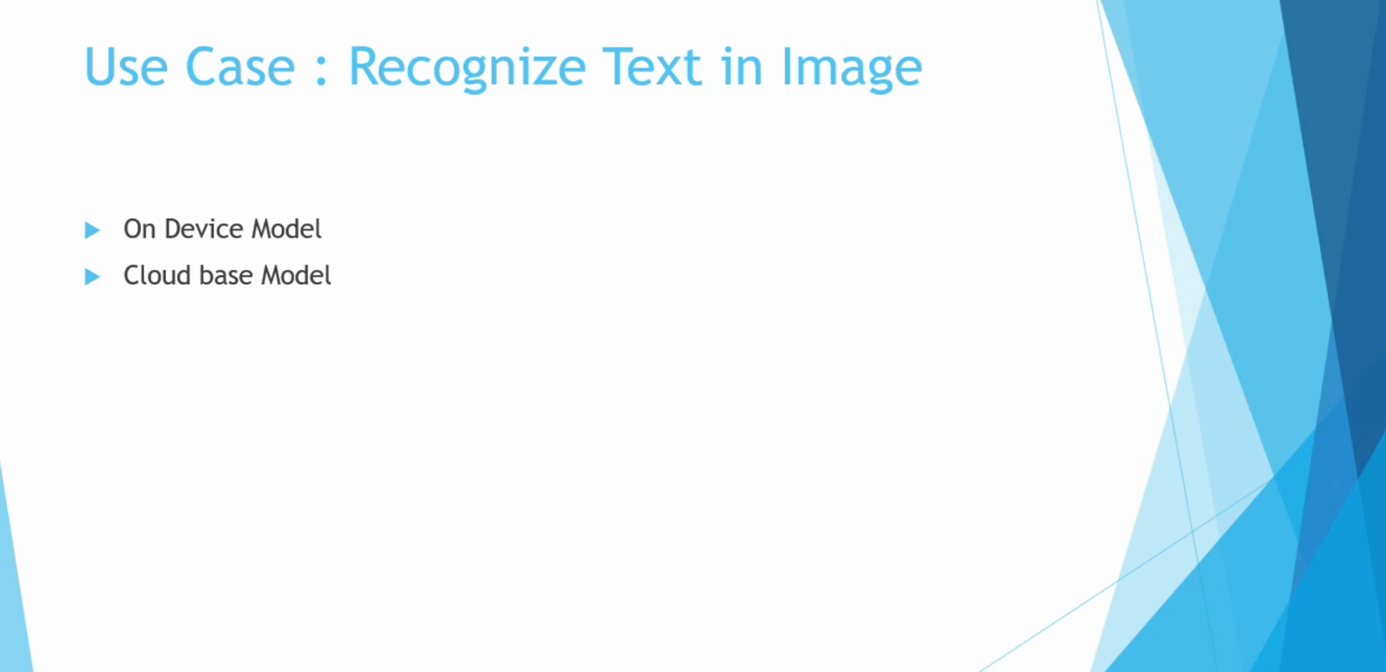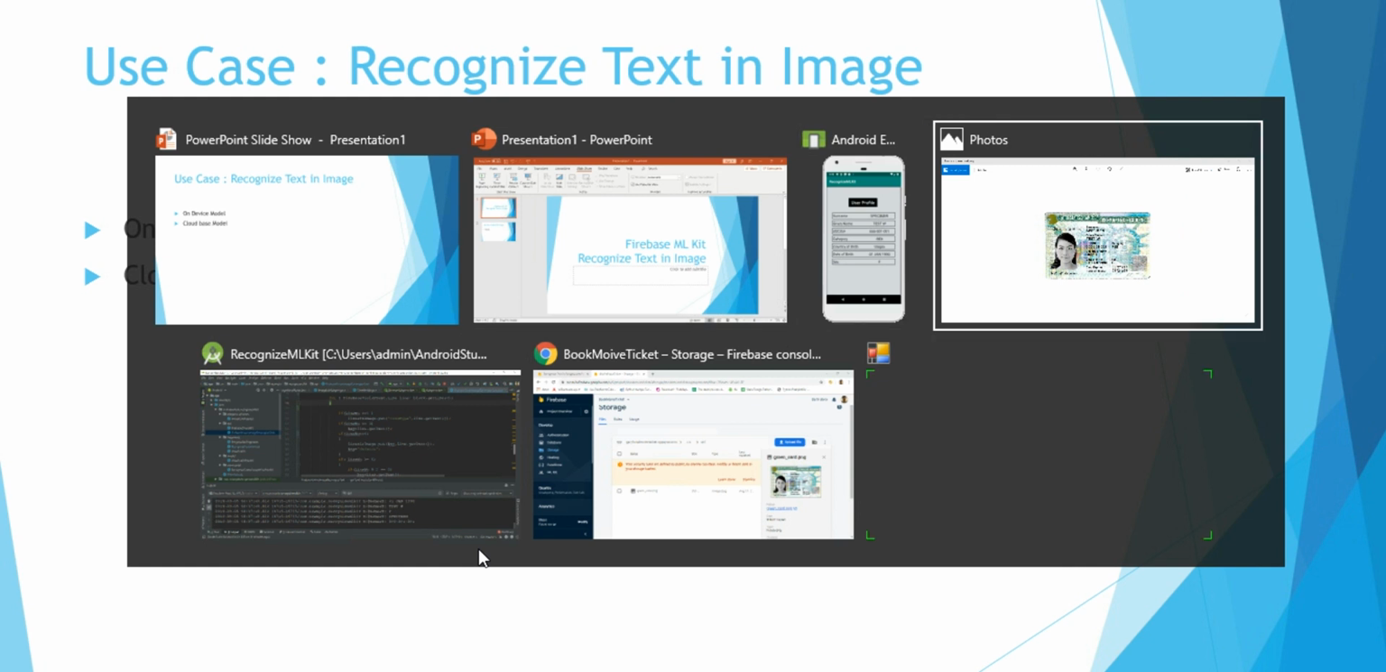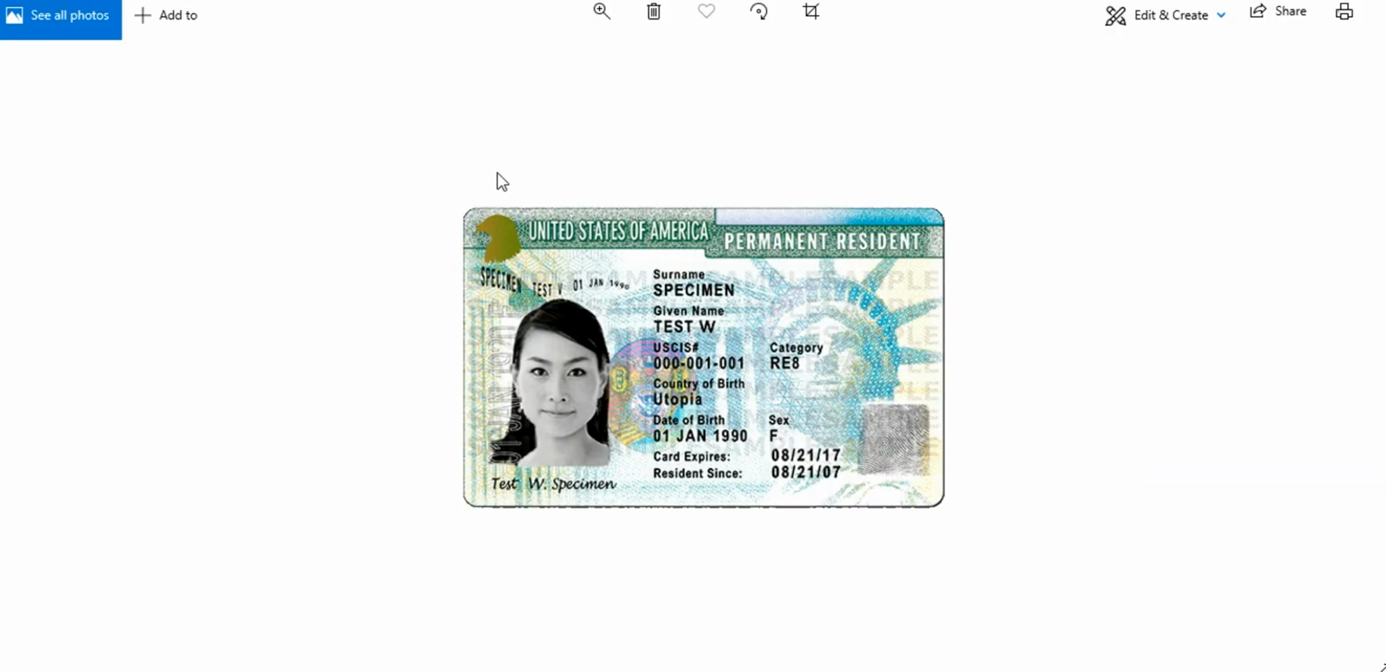So let's see recognize text in image using the on-device model. This is the image, and this is the identification document. When the user uploads this document and then we extract the data, that will be the profile data. And so we don't need to enter the data for the profile.